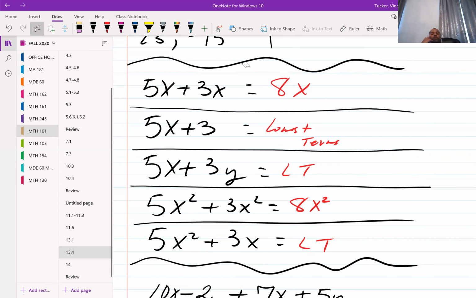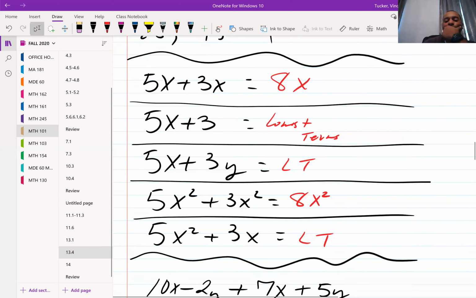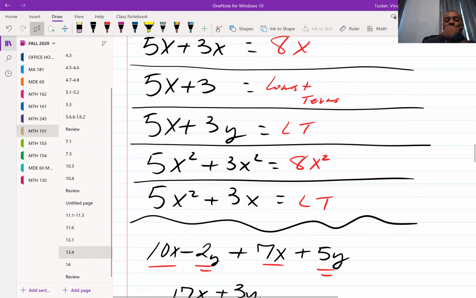All right. Questions on that before we look to add and subtract our polynomials?